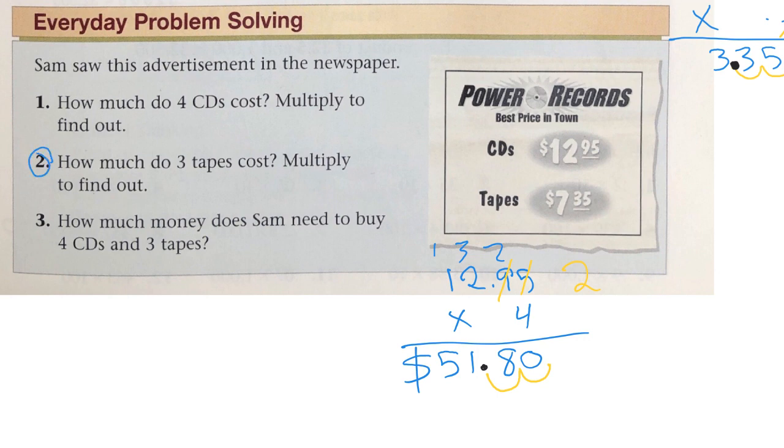Number 2, how much do 3 tapes cost? Multiply to find out. The tapes are $7.35 times 3. So you can do that math the same way in your notebook and try number 3 as well. And then you can work in your workbook for Chapter 10, Section 7.